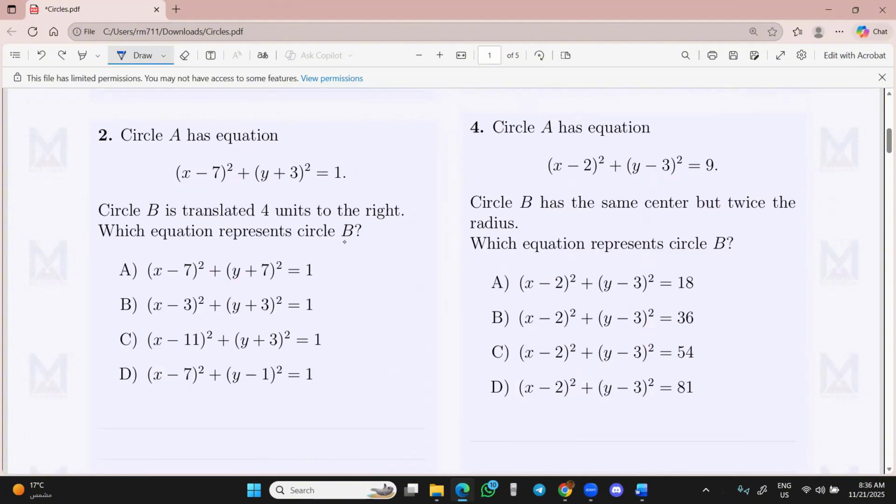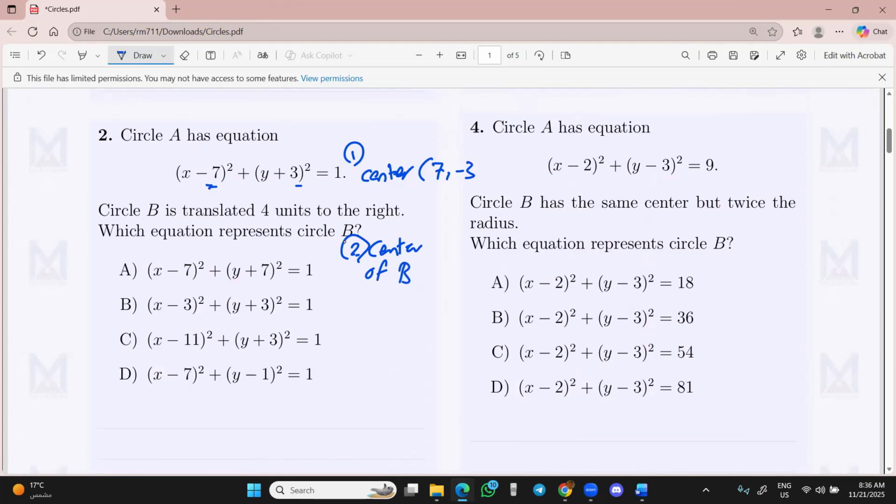If you want to get the answer of this equation correctly, you have to first do step 1, which is getting the center of A. The center here is positive 7 and negative 3. As we said before, we change the sign of each one of them. So 7 and negative 3. This is the first step. The second step is to get the center of B.